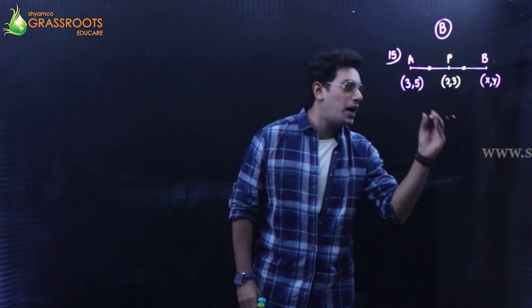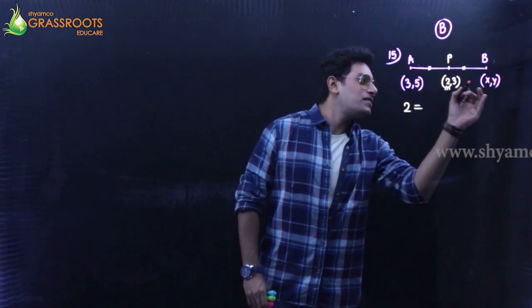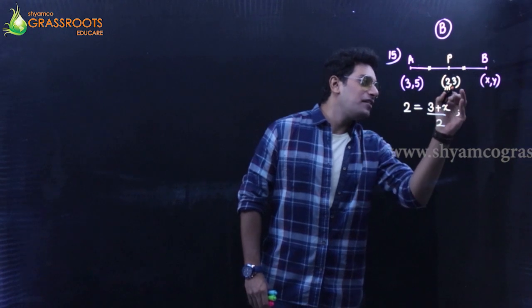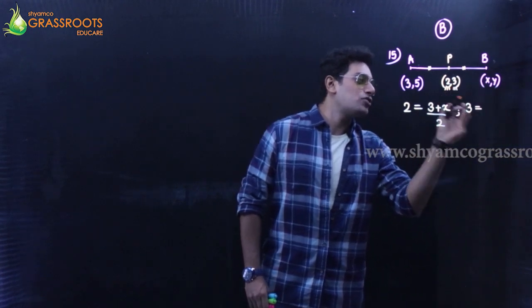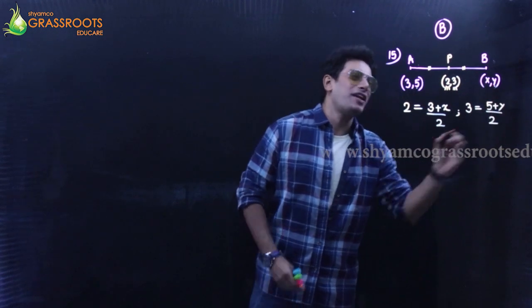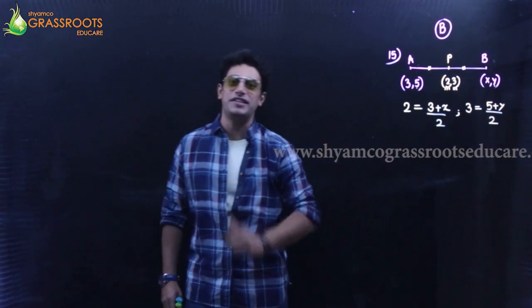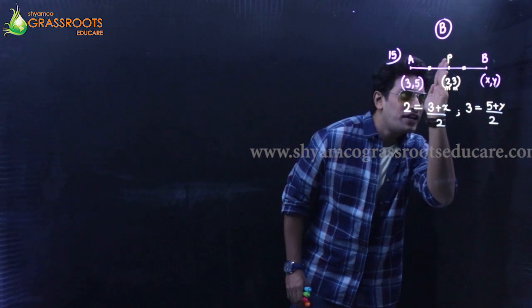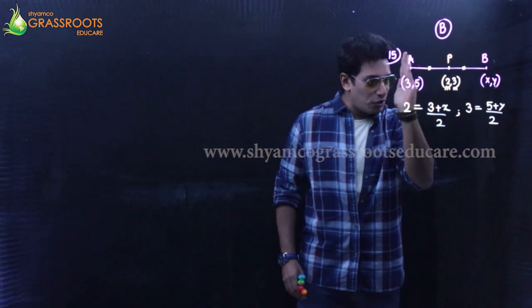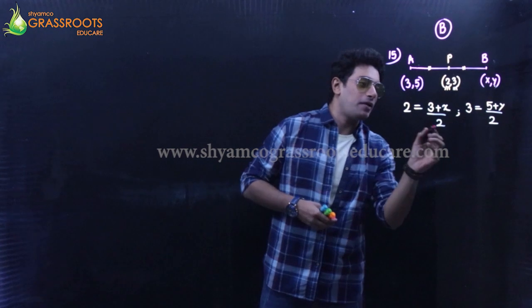According to the midpoint formula, 2 is equal to (3 plus x) upon 2, and 3 is equal to (5 plus y) upon 2. What I've done is, just like your section formula, I started from the center. So the x coordinate is (x1 plus x2) upon 2, y is equal to (y1 plus y2) upon 2. That's all I've done. Right, cross multiply.